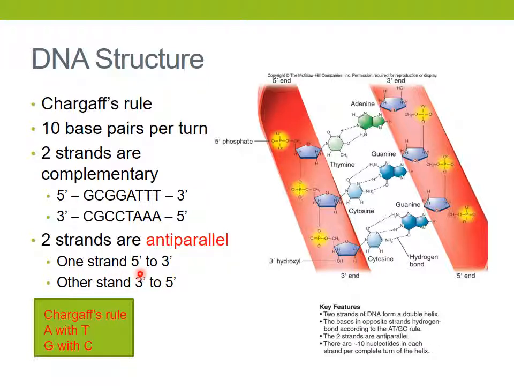So one strand is running 5 prime to 3 prime, the other strand that's matching with it is 3 prime to 5 prime. And they found that that must be the way they fit together to best fit the spacing for the double helix.